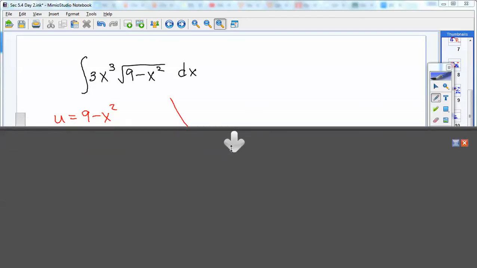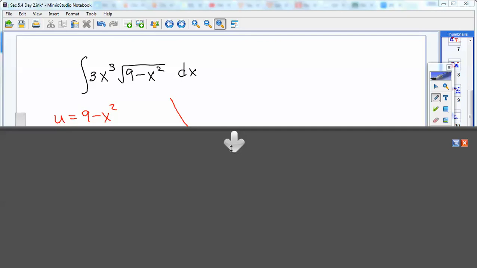That's your u. Everybody pick that for you? Okay, well, good. And we got that much out of the way. We're getting to that part. Good. Now, your thought process might have been, geez, if I pick that to be 9 minus x squared, then the du is going to be negative 2x dx, and there's not an x dx sitting there.